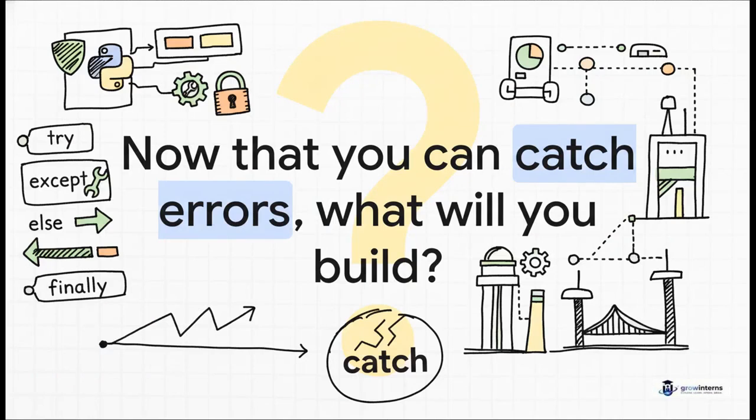So by really getting a handle on try, except, else, and finally, you're leveling up. You're moving beyond just writing code that works sometimes to engineering applications that are truly resilient, apps that can handle the unexpected without falling apart. You don't have to be afraid of that red wall of text anymore. So the real question is, what will you build now that you're not afraid to try?